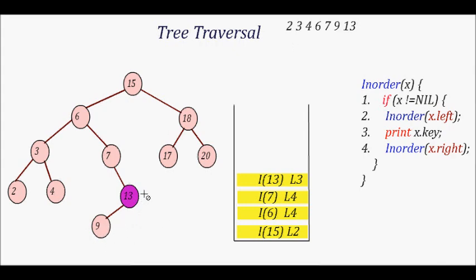itself, comes back to 13, and at 13 L3 is executed, it's printed here, and it now tries to call in order node right, which is null. So this is done, and then it goes back to 7. Okay, so 7, its right child is also executed, so line 4 in order x right was executed with node 13. This also returns, so this is popped out from the stack.